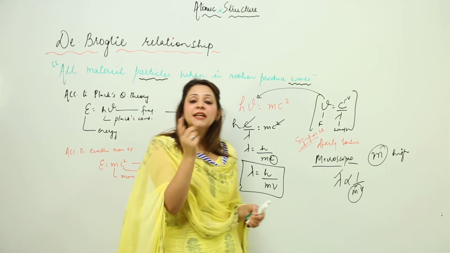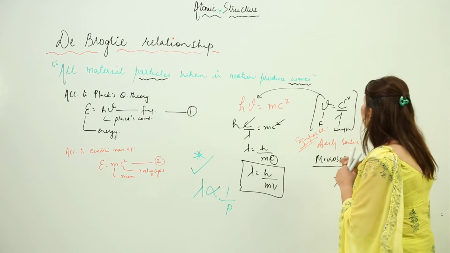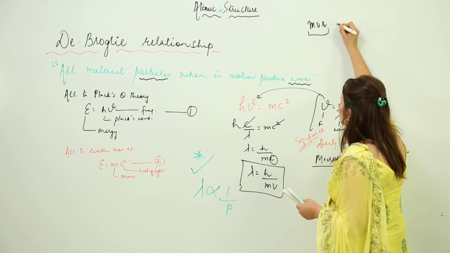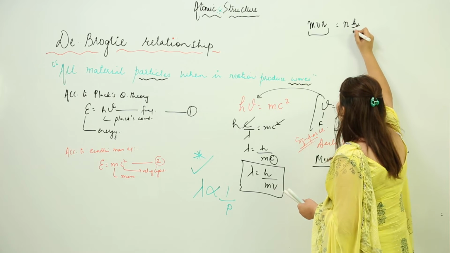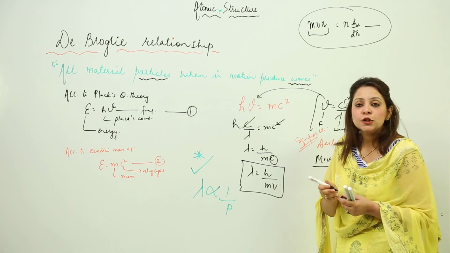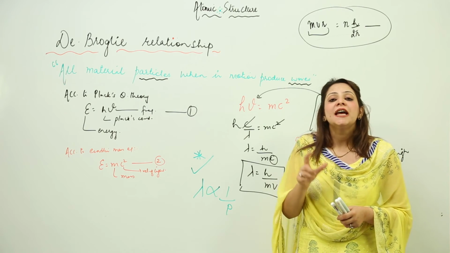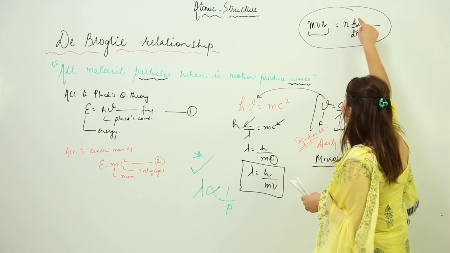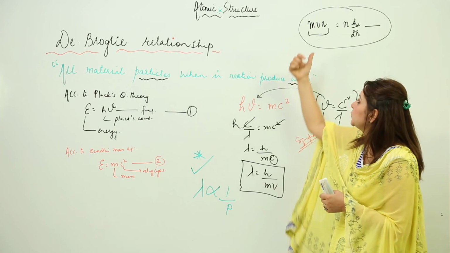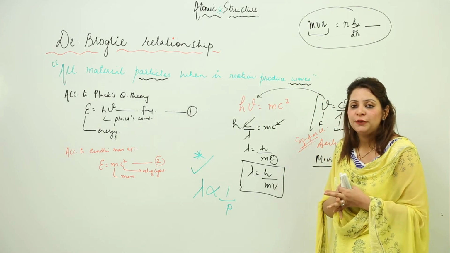Now, as we did in Bohr's postulates, one of the Bohr postulates is that only that orbit is permitted in which angular momentum of electron is an integral multiple of h over 2 pi. We did this postulate in Bohr theory, that only those orbits are permitted in which the angular momentum of electron is equal to an integral multiple of h over 2 pi. Right. So we are able to derive this postulate of Bohr by using the de Broglie relationship. So just listen to me how.